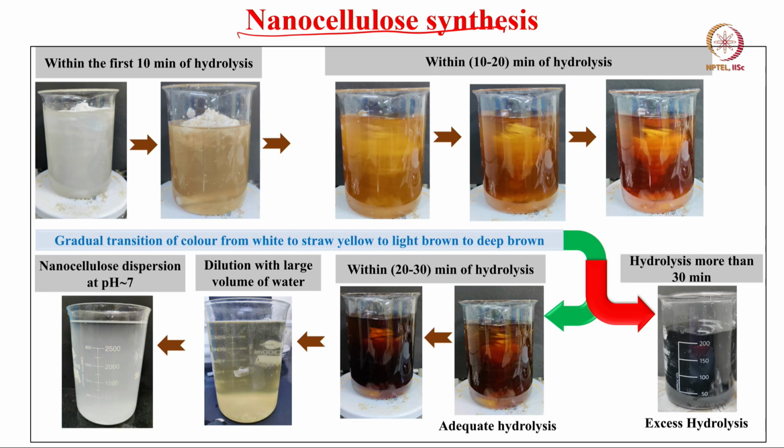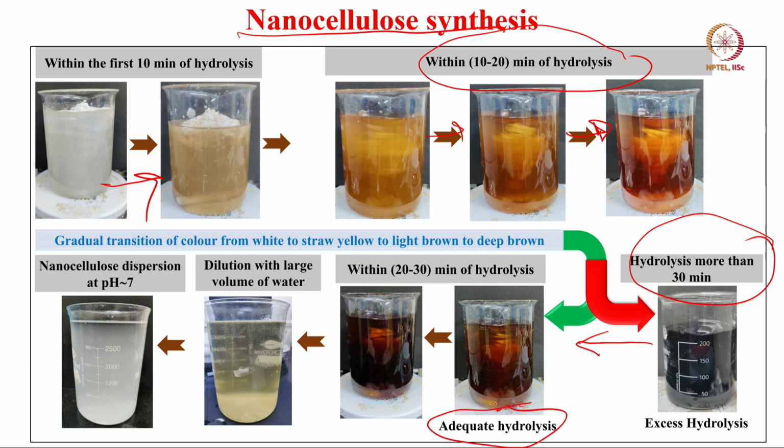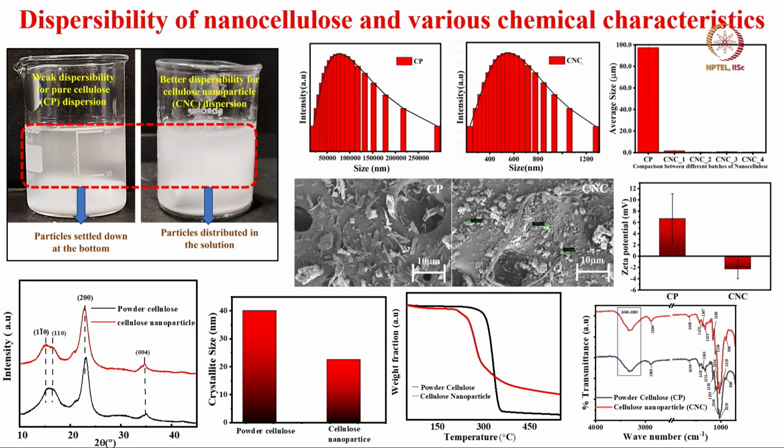When you start with the pure cellulose with 10 minutes of hydrolysis, you can see the change in color. Then within 10 to 20 minutes the color becomes deep brown, and after hydrolysis of more than 30 minutes, this excess hydrolysis becomes blackish. Within 20 to 30 minutes of hydrolysis you get adequate hydrolysis; it is diluted with a large volume of water, and then you get a nice nanocellulose dispersion at pH 7. So, it is a neutral pH. Dispersibility of nanocellulose is very important.